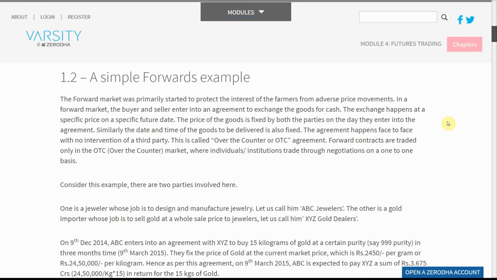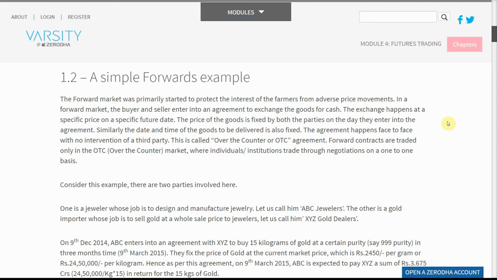1.2 A simple forwards example. The forward market was primarily started to protect the interest of the farmers from adverse price movements. In a forward market, the buyer and seller enter into an agreement to exchange the goods for cash. The exchange happens at a specific price on a specific future date. The price of the goods is fixed by both the parties on the day they enter into the agreement.